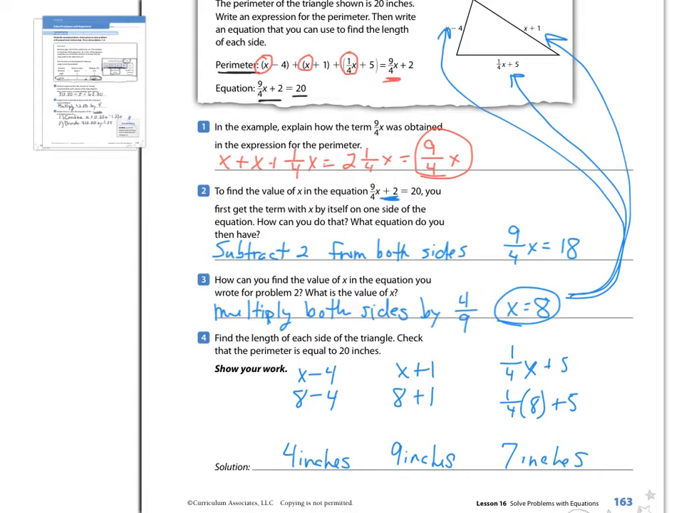So that triangle would have lengths of 4 inches, 9 inches, 7 inches. It says check to see that the perimeter is equal to 20. If we were to add those three values together, 4, 9, and 7, we get a perimeter of 20 inches. So our work is correct.